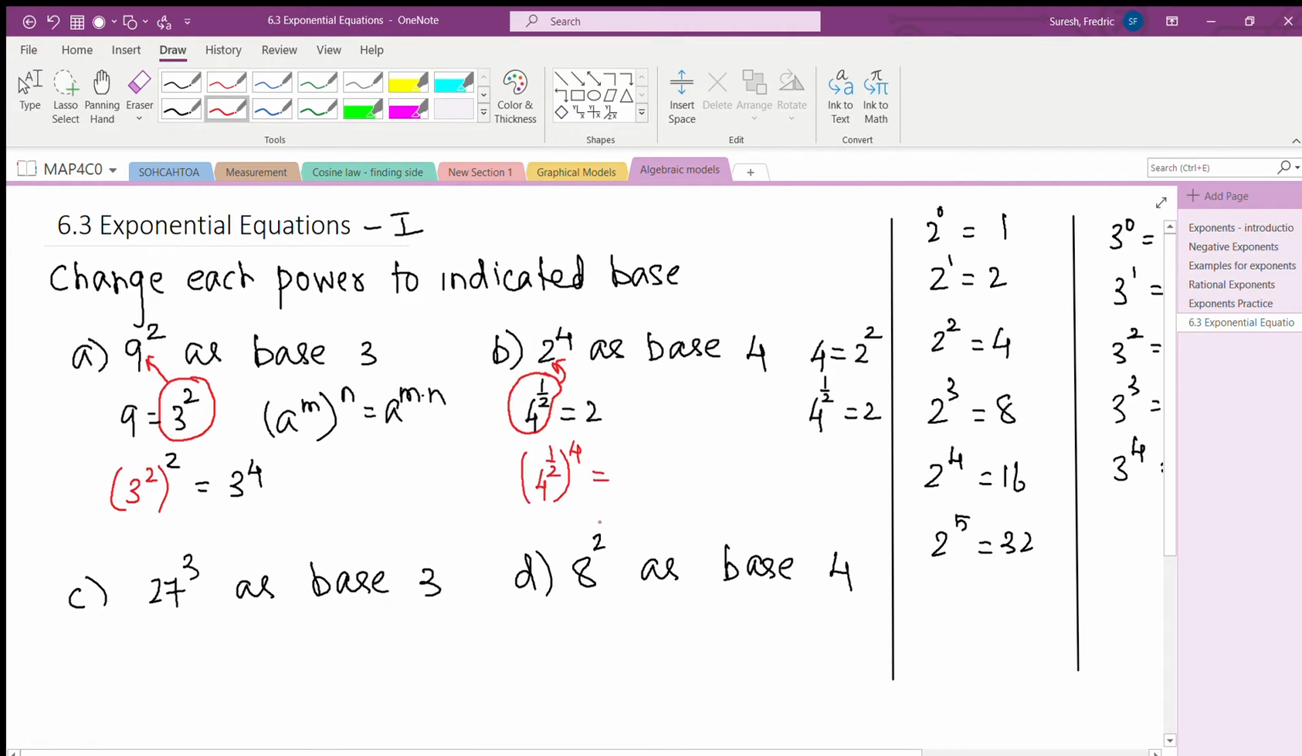Now again, using the power rule that we talked about in problem A, I have to multiply those two powers. That is the half and the 4. So half of 4 is a 2. So this would be 4 to the power of 2. Notice how 2 to the power of 4 is the same thing as 4 to the power of 2. I have changed the bases, and when I change the base, the exponent, the power there will always change.